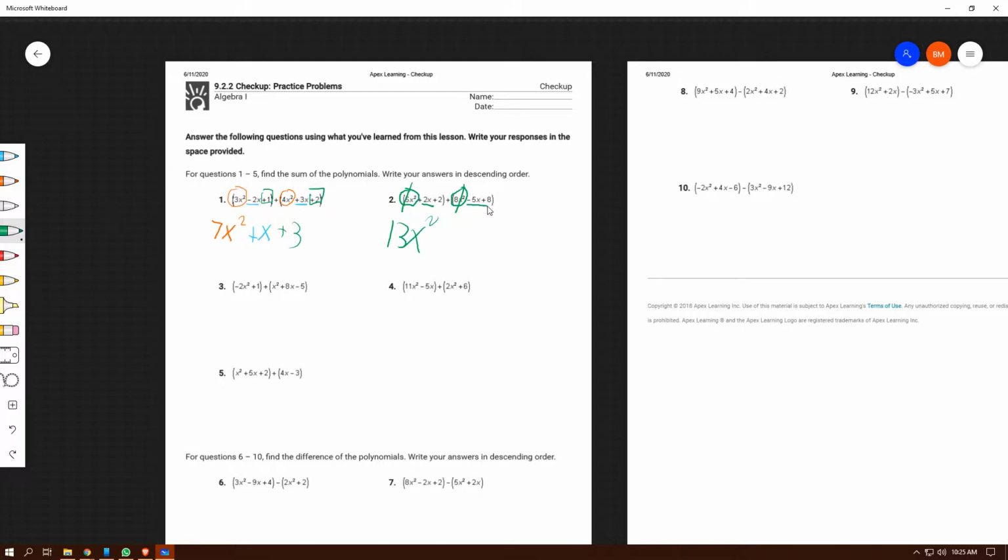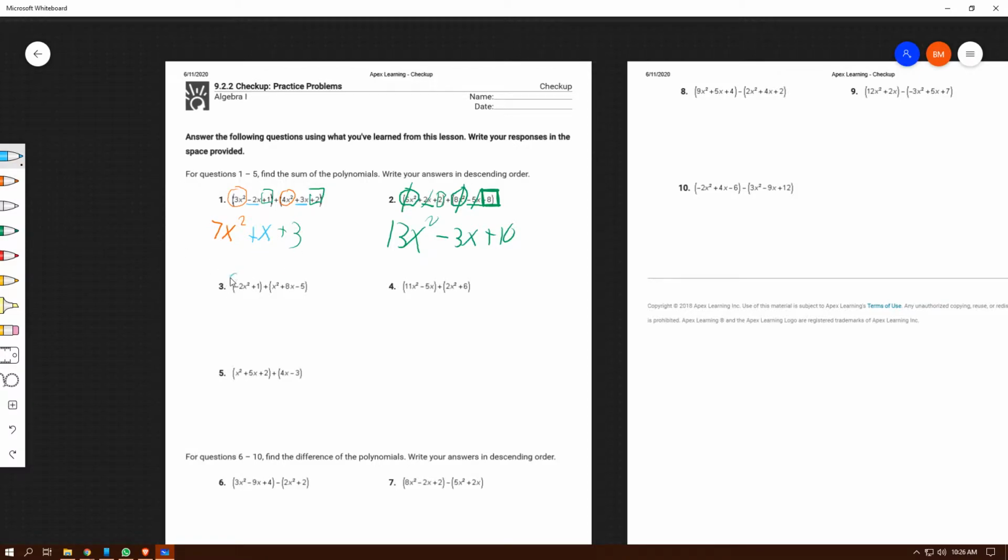Oh, there's my x. 2x and negative 5x is negative 3x. 2 and 8 is 10, sorry. So I'm just combining like terms.